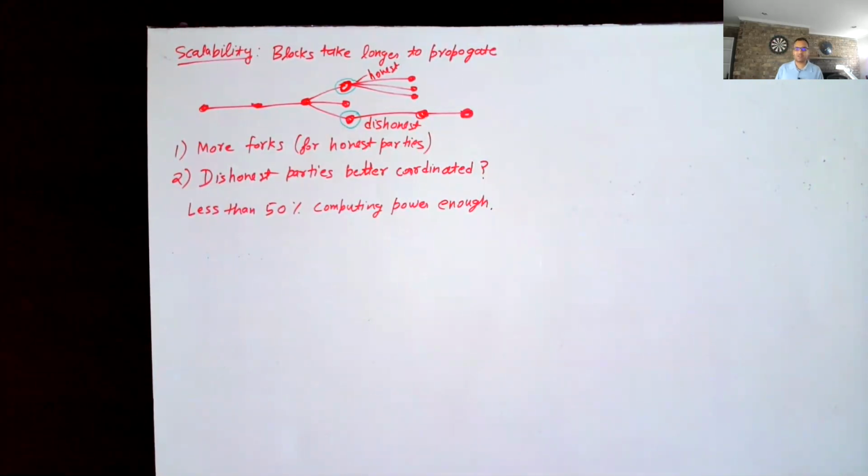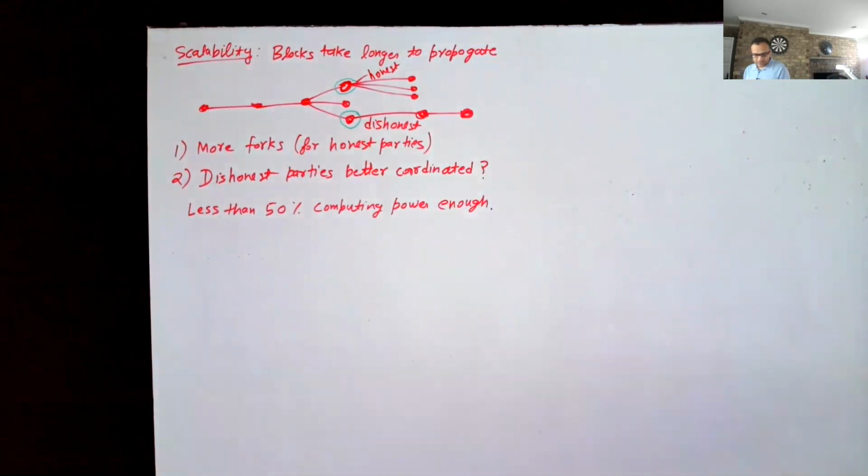So the problem here was, even if you have less than 50% of the computing power, because you are better coordinated, you don't waste it in the forks. You focus on a chain, and that chain keeps getting longer and longer, right? So this is a problem. This means that in some sense there are problems while talking about the scalability of Bitcoin. Making Bitcoin more scalable is not as simple as just increasing the block size of Bitcoin.